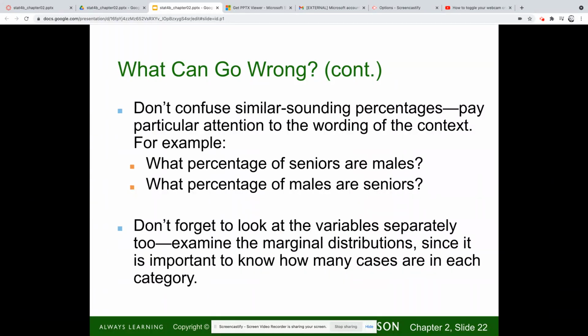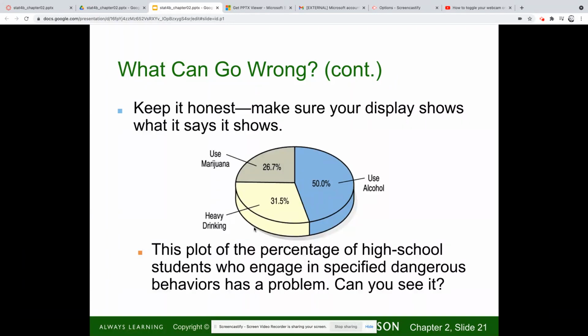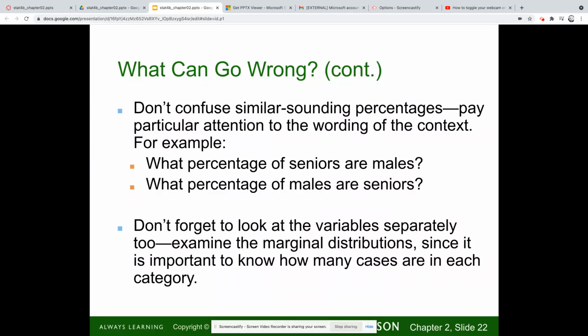Okay? Don't confuse similar sounding percentages. I guess what you're saying is, is there an overlap between these two percentages? Okay? Clearly, the heavy drinking is what? They're not drinking milk. It's alcohol. So is it 80% of these kids are drinking alcohol? Yeah. Is there an overlap? In other words, this is a little misleading. Okay? You can't tell by the graph. You'd have to ask more questions or look at the raw data.